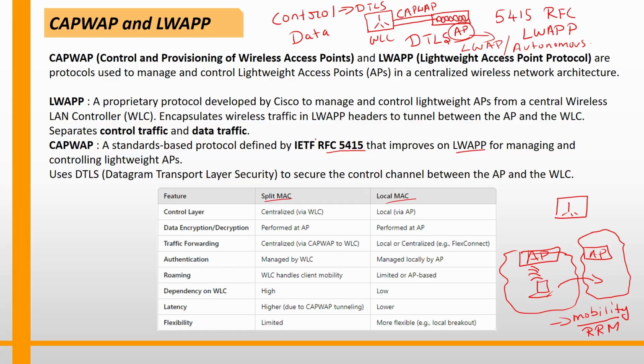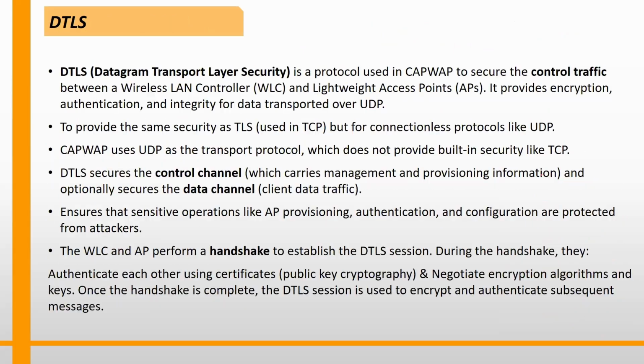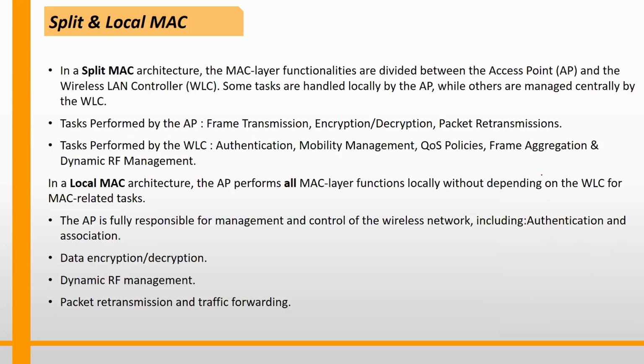So that's the benefit of CAPWAP, where the access point builds a tunnel with the WLC and puts both control and data traffic. The encryption and other features, traffic forwarding, and all is taken care of by the access point. Whereas the WLC is like the brain of the WLAN infrastructure, where it takes care of other important things.